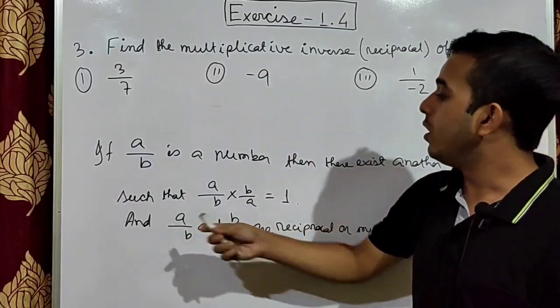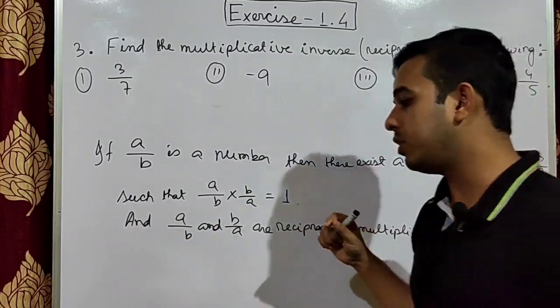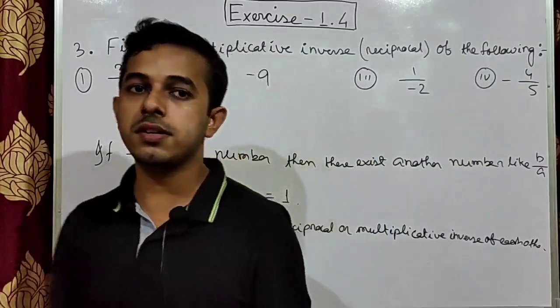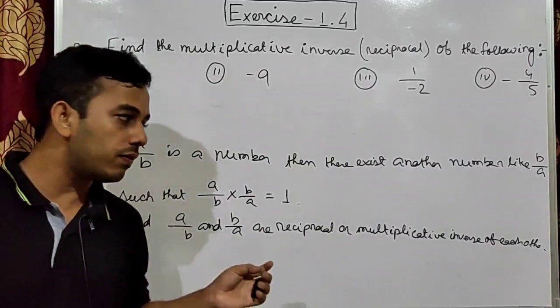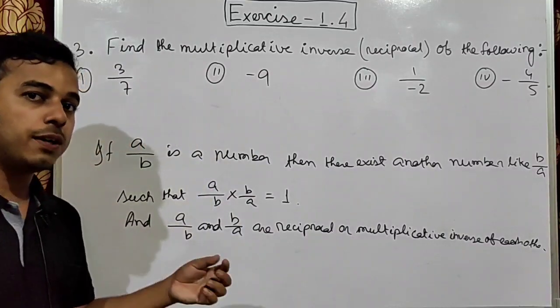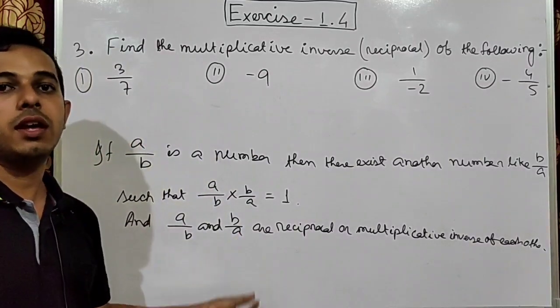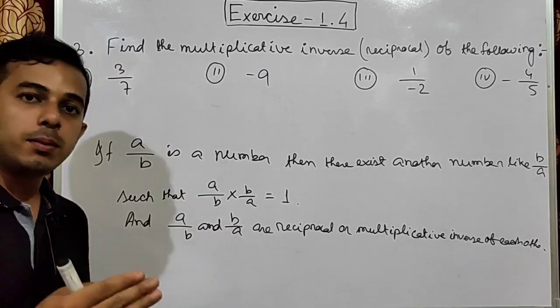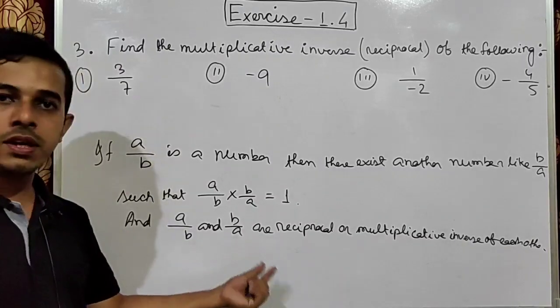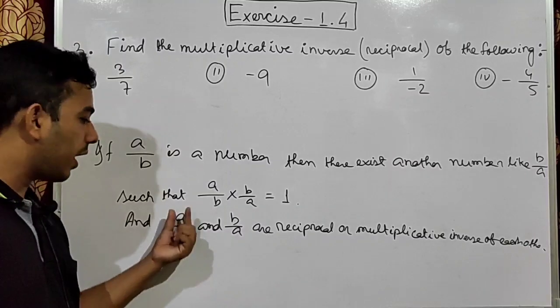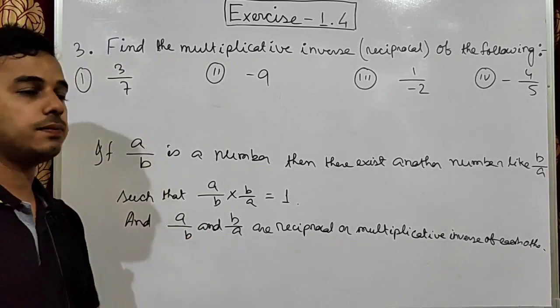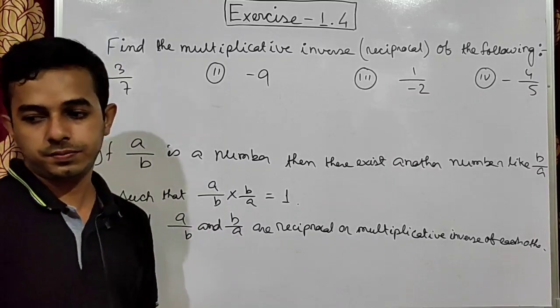Okay, now which is the rational number of which one? Suppose the question says find the multiplicative inverse of A by B, so its multiplicative inverse will be what? B by A. Now if the question says find the multiplicative inverse of B by A, its multiplicative inverse will be what? A by B. Is this clear? Very good.